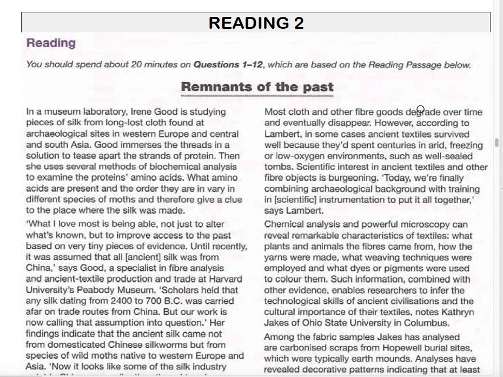For example, this unit is about history, and this reading is about history. It says remnants of the past. You see there? Remnants means what remains from the past. Remainders. So maybe like from dinosaurs, for example, fossils are remnants of the past.